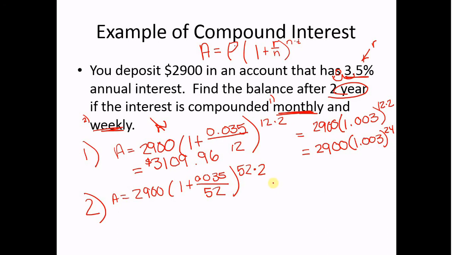So if you put that into your calculator, kind of do the math I did over here, you should get $3,110.20.